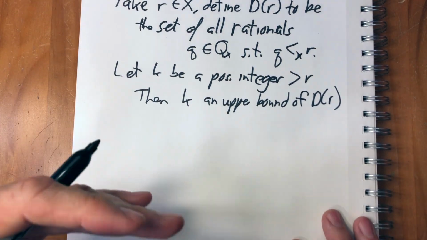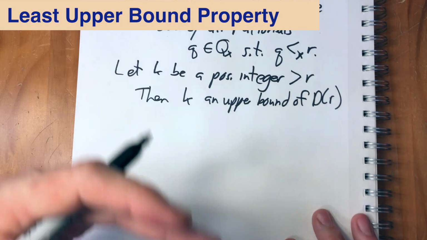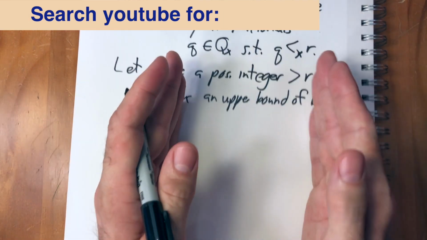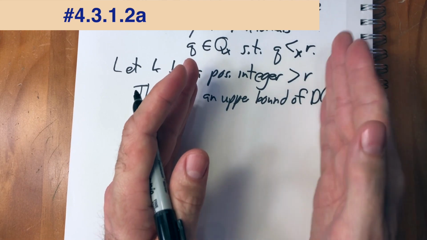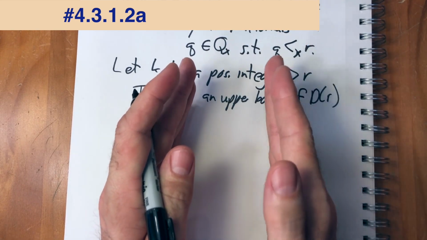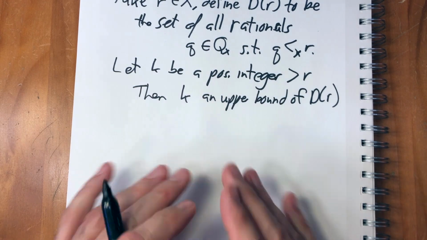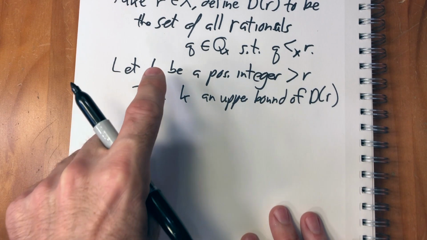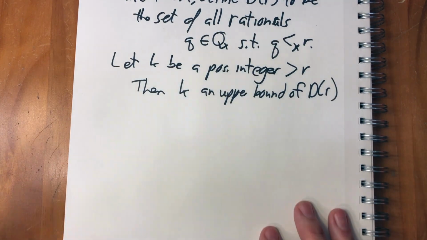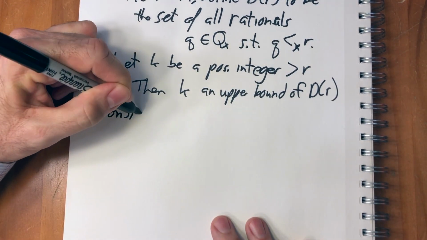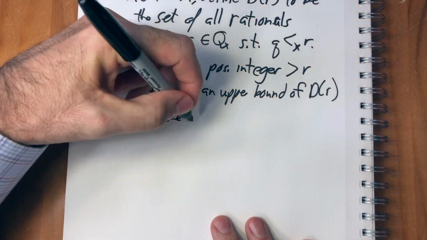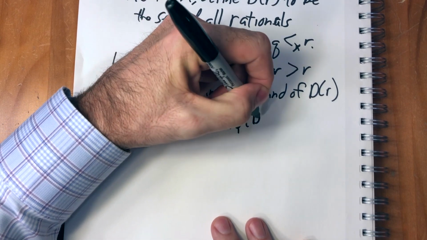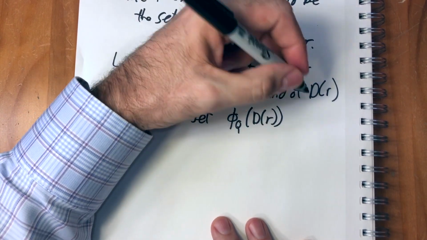If you remember when we were looking at the Dedekind cuts, or the least upper bound property generally, for a set to have a least upper bound, first you have to show that it's bounded. And then if it has a bound and the set has the least upper bound property, then it will have a least upper bound too. So we know that, so we're just going to pick k as an integer upper bound of d_r. So now we're going to consider the set phi q of d_r.